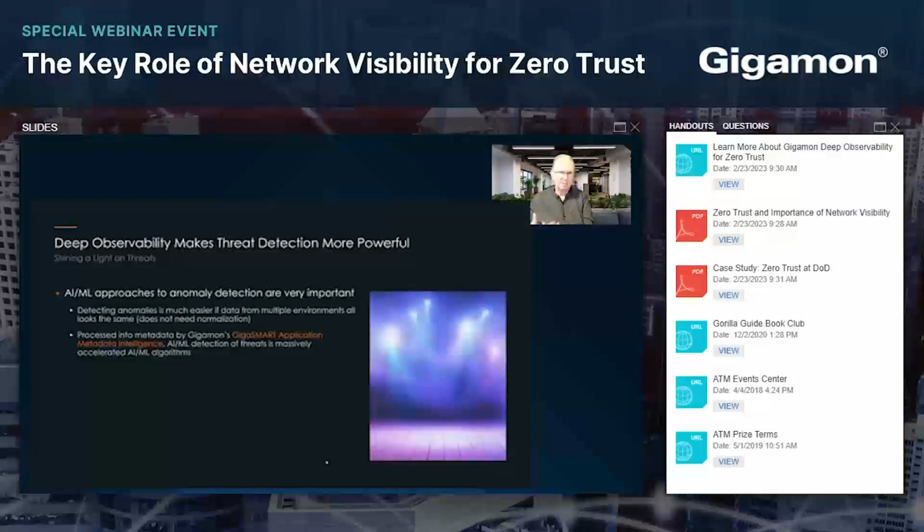Gigamon's application metadata intelligence product, which takes packets and turns them into metadata indicating transaction flows, will massively accelerate not only deployment, but the algorithms that process this data. The ability to see those transactions at a very high level makes them consumable. This is one of the technologies that Gigamon has introduced that makes this deep observability so much more practical.